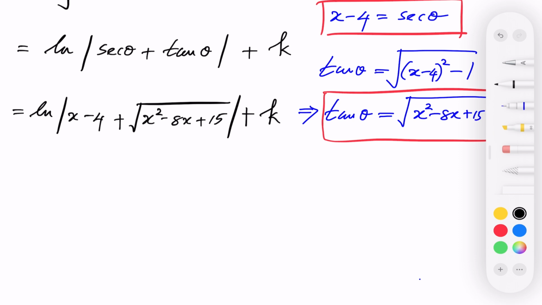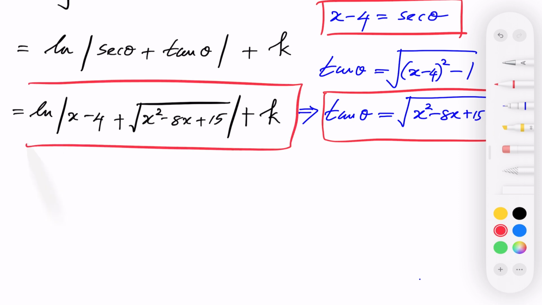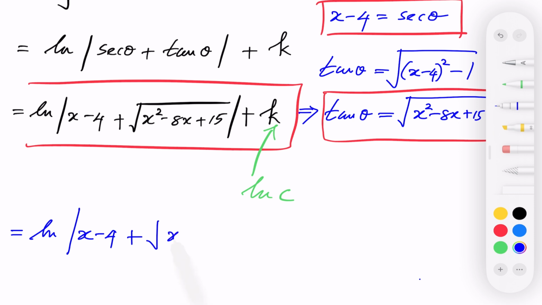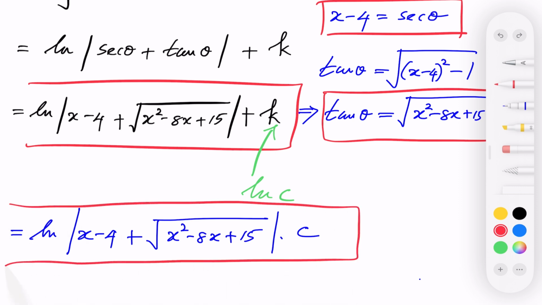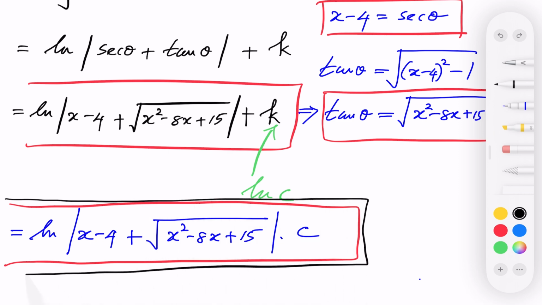However, if you would like to modify this answer a little bit more, we may do so. The modification can be done by identifying the k right here, a constant, as natural logarithm c for some value c. In that case, this final answer can be written this way: natural logarithm, absolute value, of x minus 4 plus the square root of x squared minus 8x plus 15, close the absolute signs, that times c. That is a final answer. However, this simplification is actually not required. If you would like to do some further simplifications and keep the answer this way, that is also an option available.